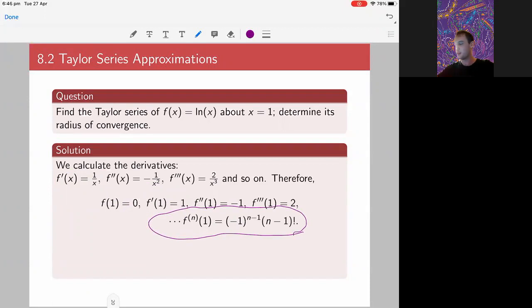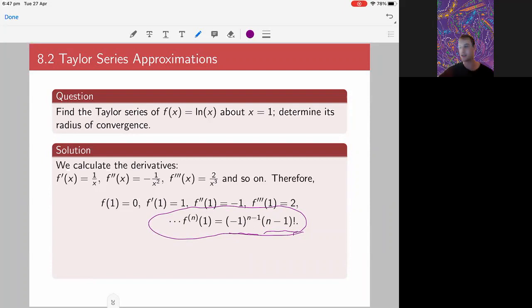namely that the nth derivative of f, evaluated at the point x equals 1, is equal to minus 1 to the power of n minus 1. We introduce that to account for the fact that all of our signs are going from plus to minus and so on. And we've got to multiply by n minus 1 factorial. This is accounting for the fact that every time we differentiate, we get another power coming out the front. So this is the general rule for the derivative.